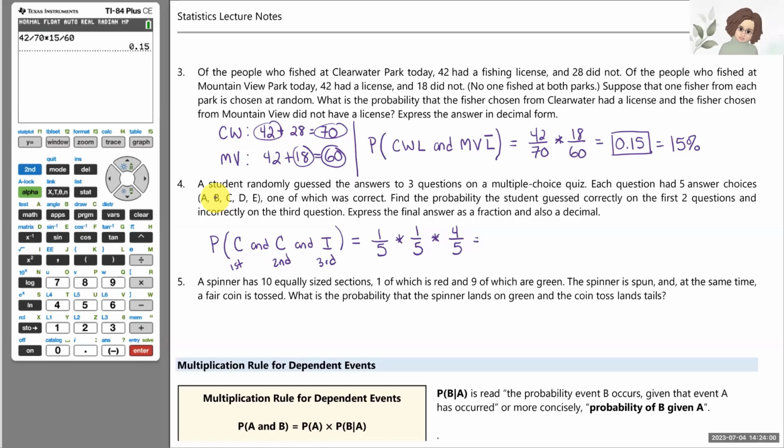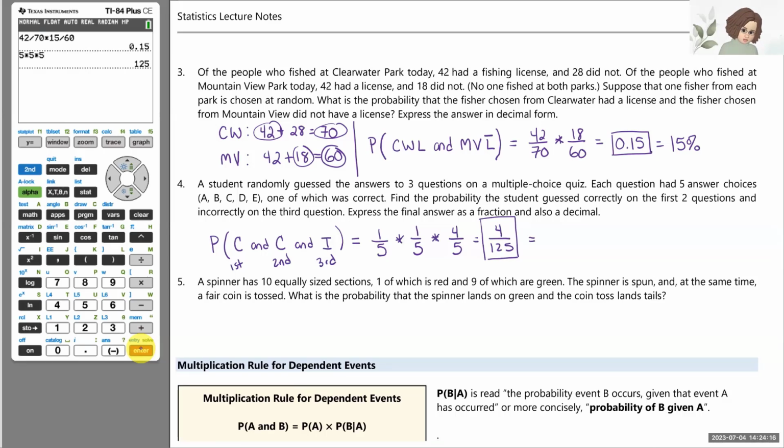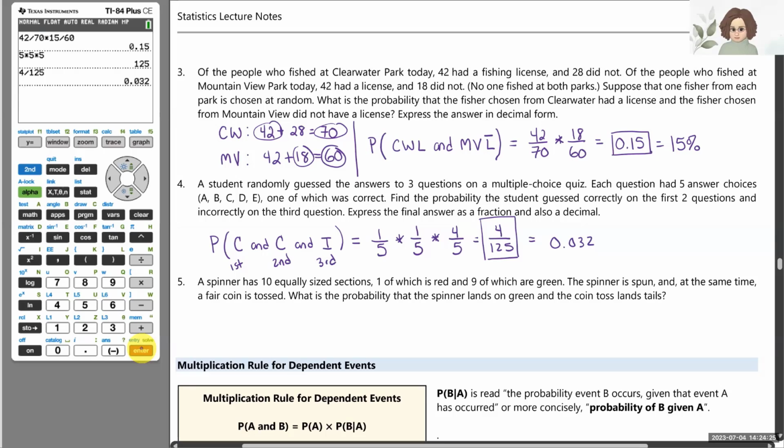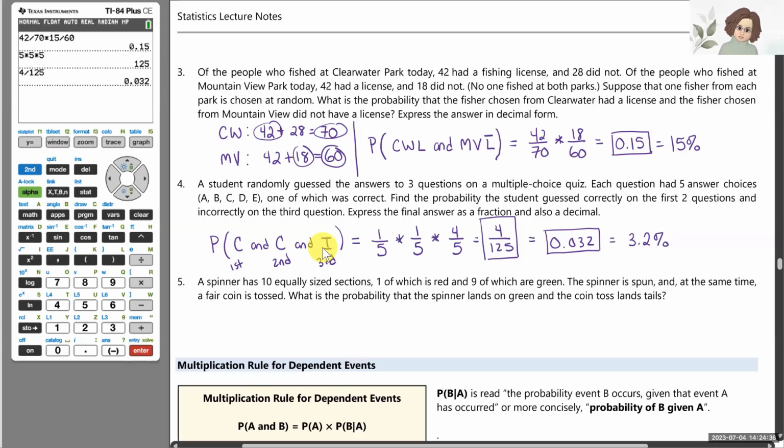And then we're going to write the answer as a fraction and a decimal. So let's do fraction form. Multiply the numerators, that's 4. And if you multiply the denominators, 5 times 5 times 5 is 125. So there's your fraction answer. And then I will also go ahead and write that in decimal form, which is 0.032. And again, just to speak it here, there's a 3.2% chance of guessing correct, and then incorrect on the third question. All right, one more example of independent events.